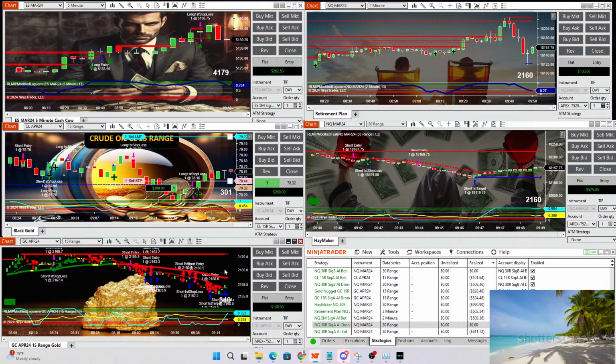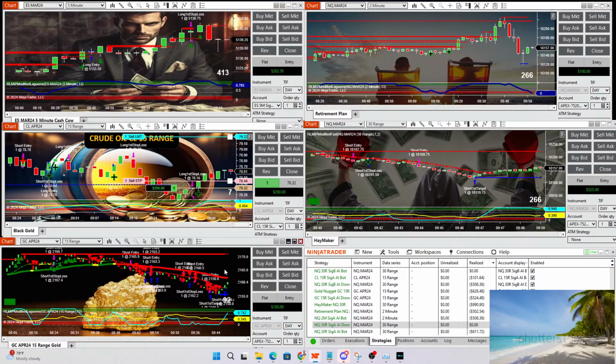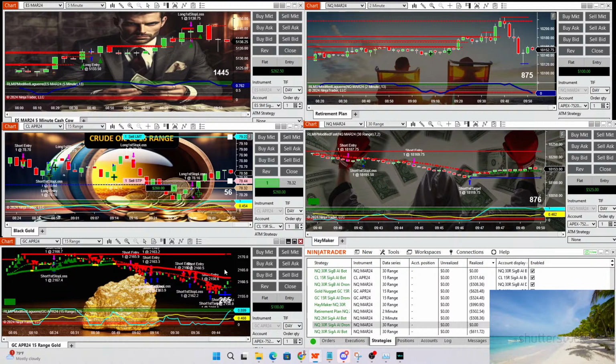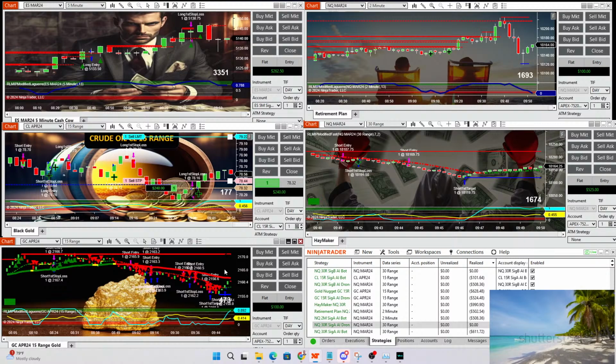Crude oil has been trading very nicely too. I noticed on Olu, one of our clients, Olu is up about $3,000 on her crude oil. Crude oil has been trading pretty well. This morning, Mark and I had the same exact entry on our NASDAQ 30 range. I know some people were getting different fill prices, but we both got in right at the same exact price.